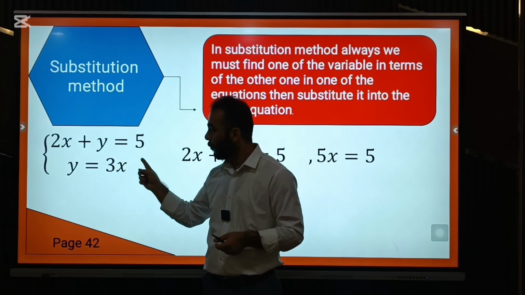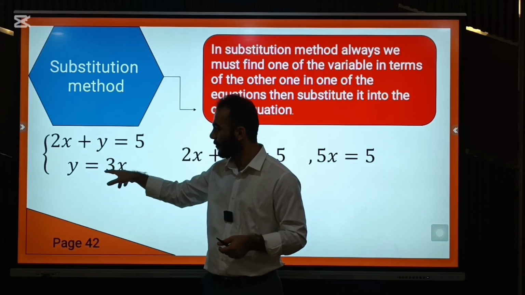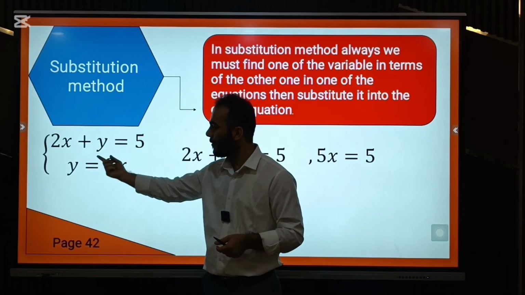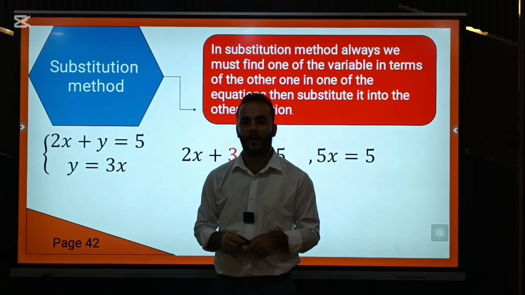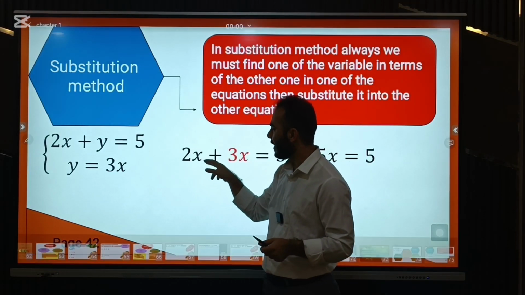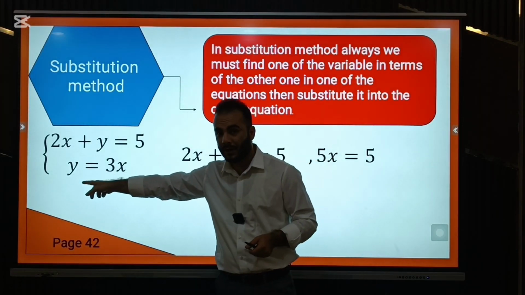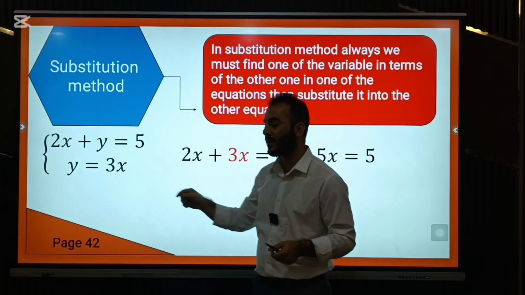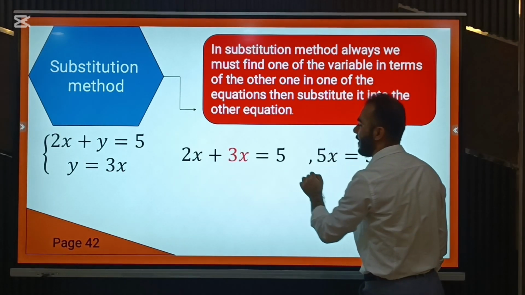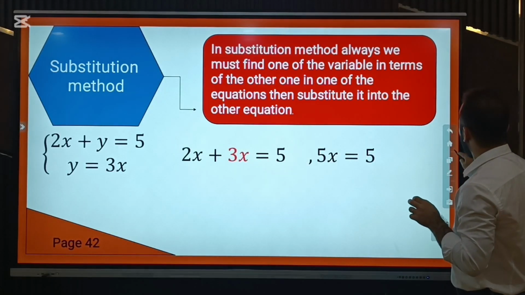In that case, we will substitute it in the other equation. So instead of y, I'm going to write 3x, because y equals 3x. Let's continue. Bring the first equation: 2x plus, instead of y, 3x, equals 5. So 2x plus 3x is 5x equals 5. So here, what are we going to do?